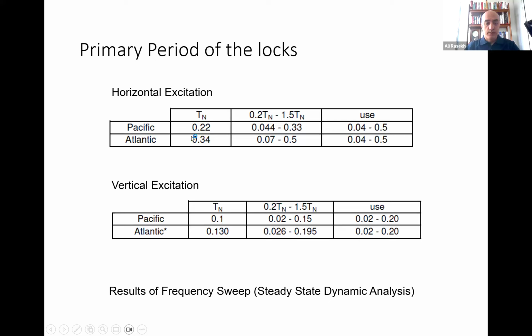So that's what we did, and we estimated the primary frequency or period. This is the period for horizontal and vertical. The range of interest is normally important to us because a lot of parameters are set to the range of interest. Sometimes for dams, I use say 0.5 Tn to 1.5 Tn. It depends on the structure, but it's engineering judgment. So in this case, 20% to 1.5 times.